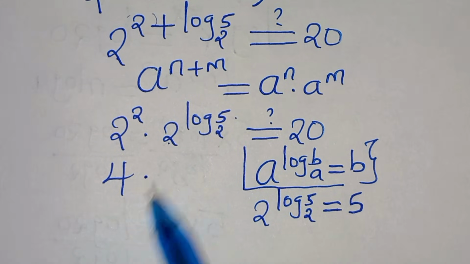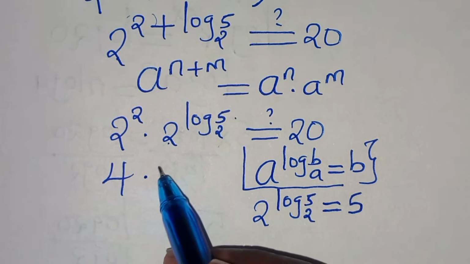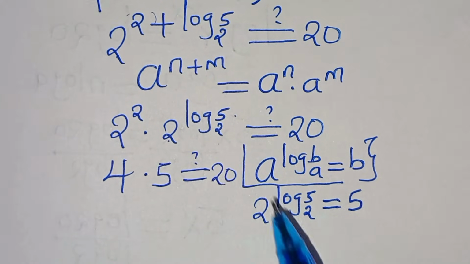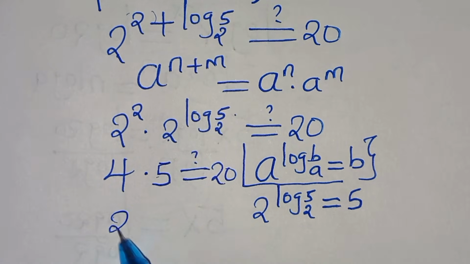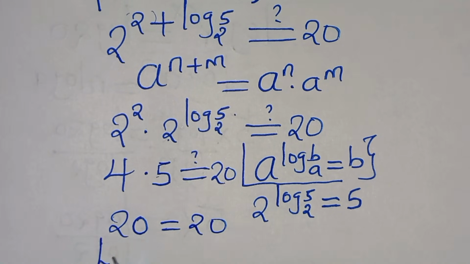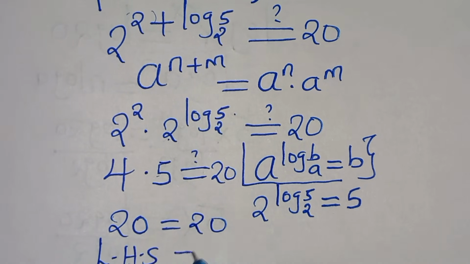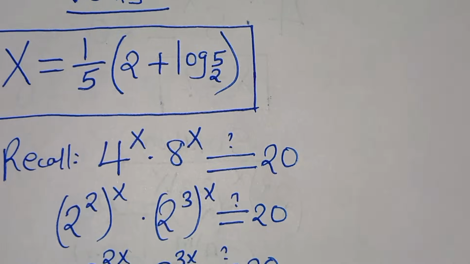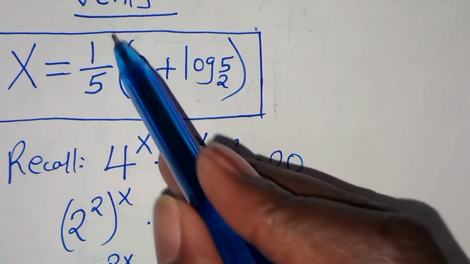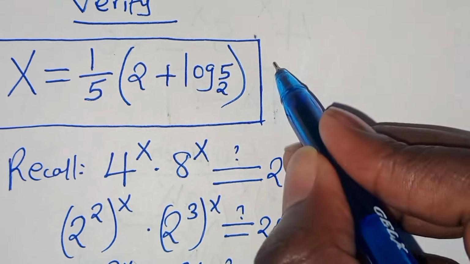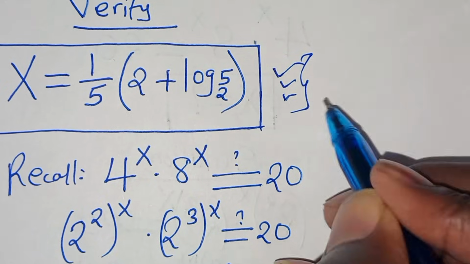Substituting 5 back into the equation here, this is 4 times 5, which is supposed to give us a value of 20. 5 times 4 is 20, which is equal to 20. And this implies that the left hand side is equal to the right hand side. And this implies that the value of x, which is 1 over 5 into the parentheses, 2 plus log 5 to base 2, actually satisfies the equation.